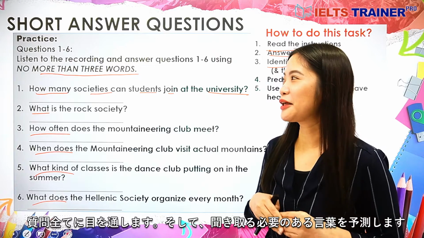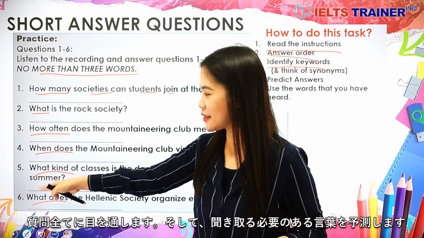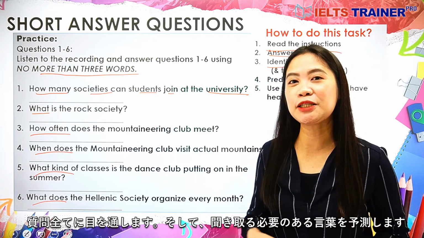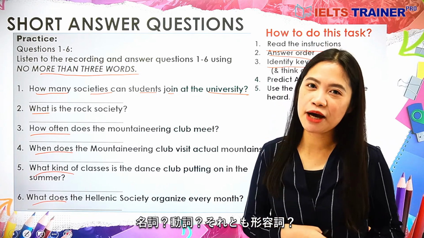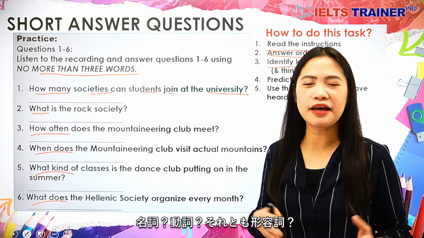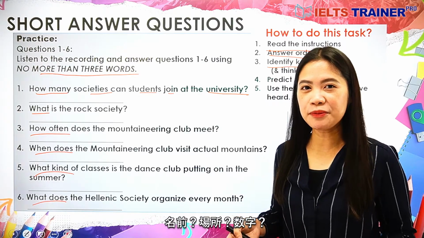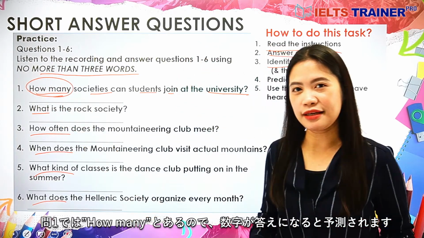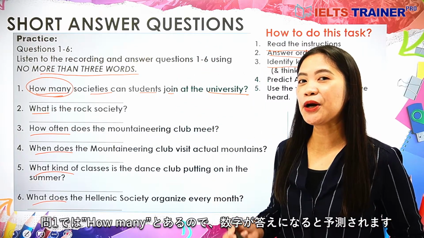Again, look at the questions from 1 to 6 and make predictions about the type of word that you need to listen for. Is it a noun, a verb, an adjective, a name, a place, a number? In question number 1, it says here how many. So expect to hear a number.